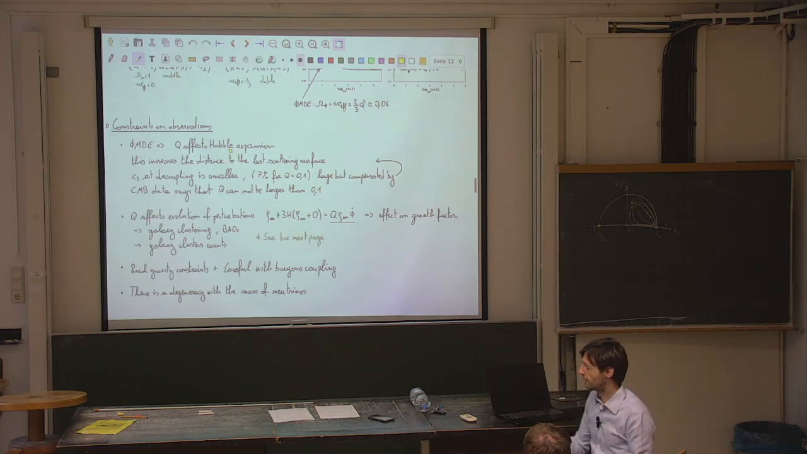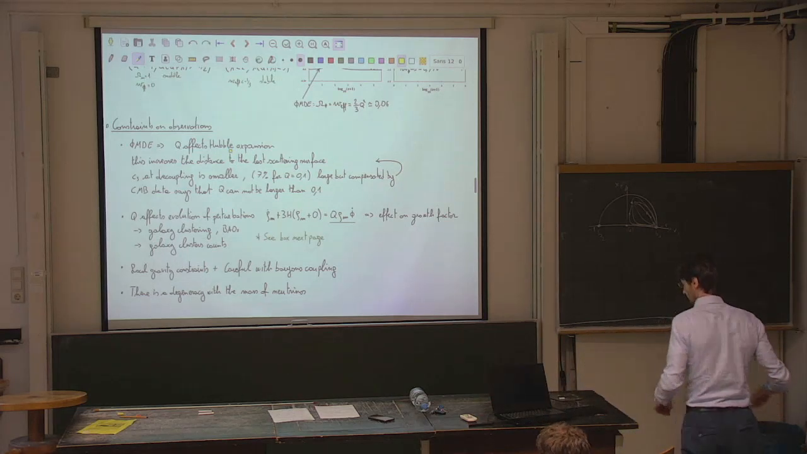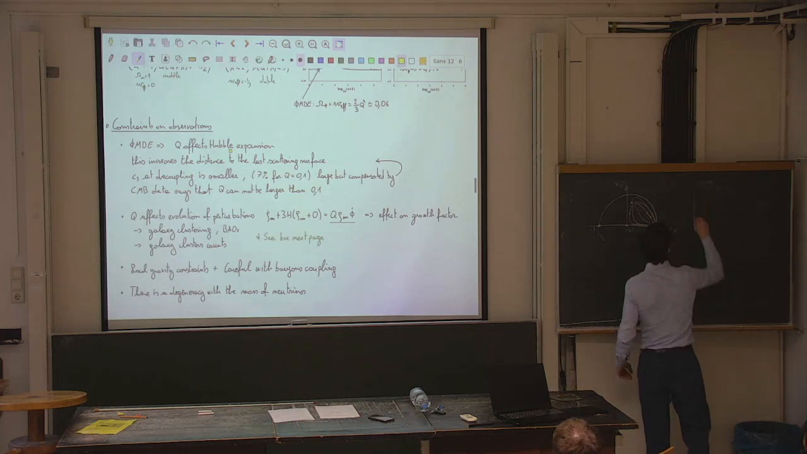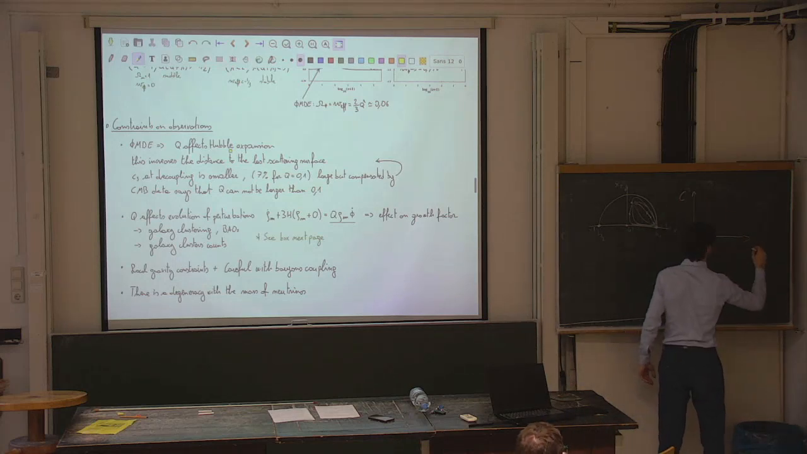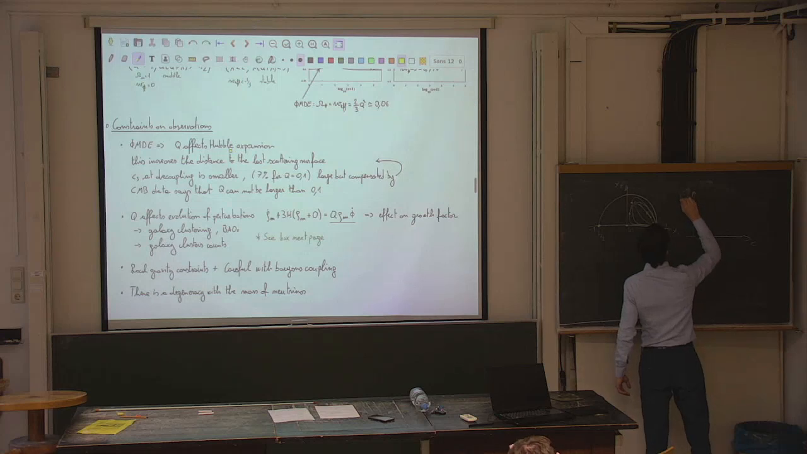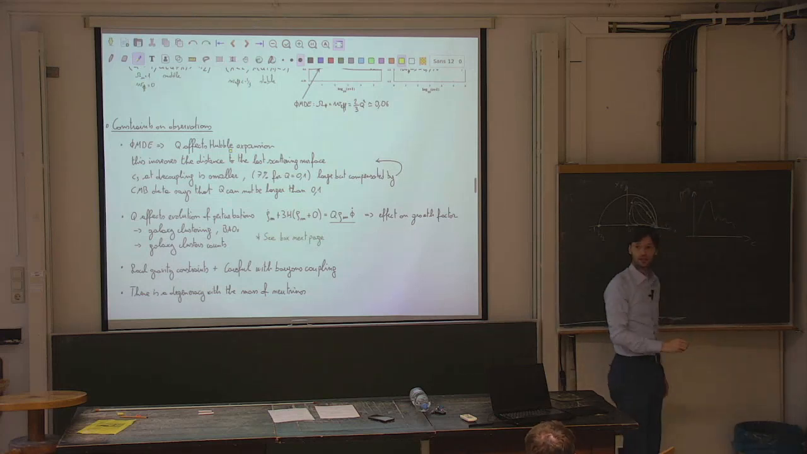It means that if we look at the power spectrum of the cosmic microwave background anisotropy, so we have our modes, our mode C, and then we have our power spectrum. We have something that looks like that, right?